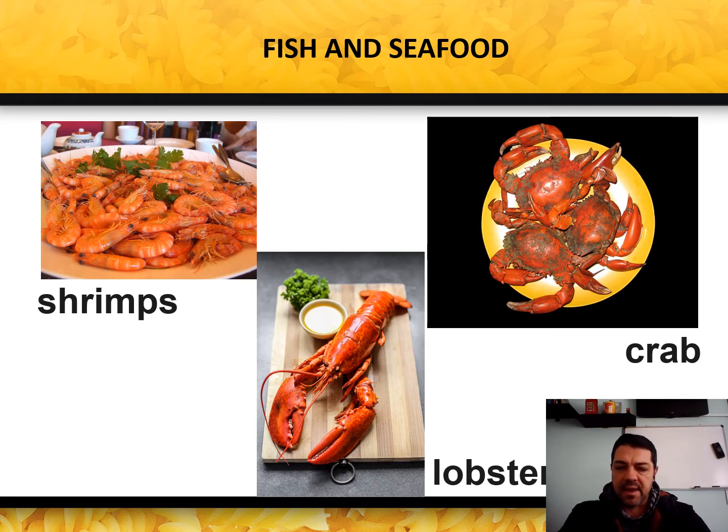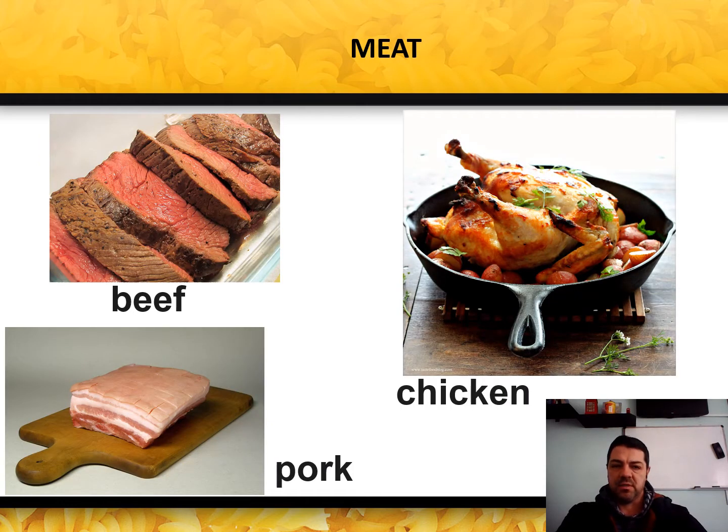Then we have lobster. Okay, here my camera cut a little, but you have an R. Lobster, that very fancy and luxurious kind of seafood. And we have crab. Have you ever eaten crab? Crab is a little difficult to eat, isn't it? You have to break it. You have a little difficulty to eat, but it's very good. I've already tried. So fish and seafood, these are the most important words.